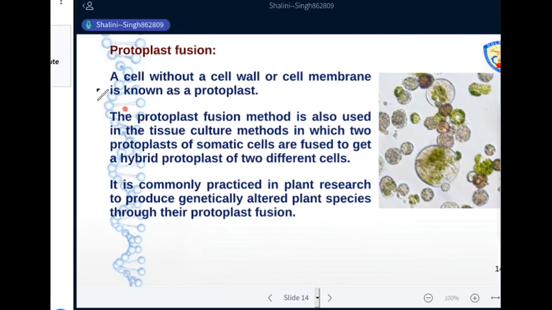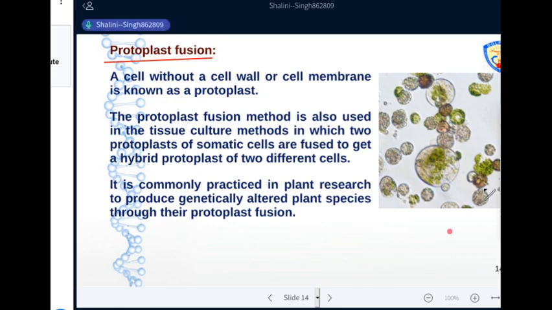Protoplast fusion is one of the most widely used methods for gene transfer in plants. When we do this fusion, first we obtain the protoplast by removing the cell wall either mechanically or enzymatically. A cell which does not have a cell wall is known as a protoplast. Protoplast fusion can take place either spontaneously or it can be induced by using some fusogens.